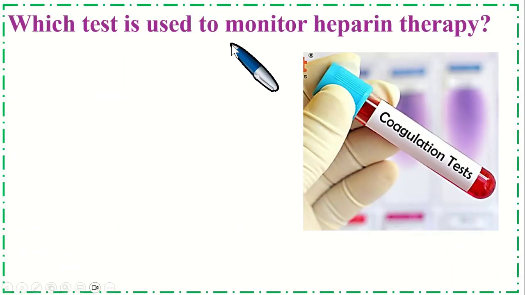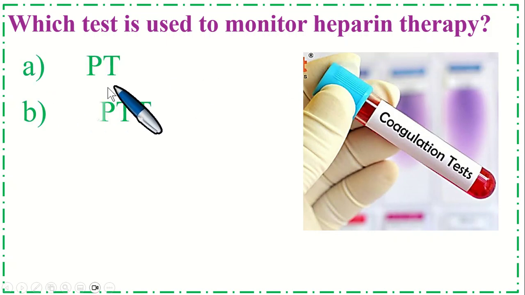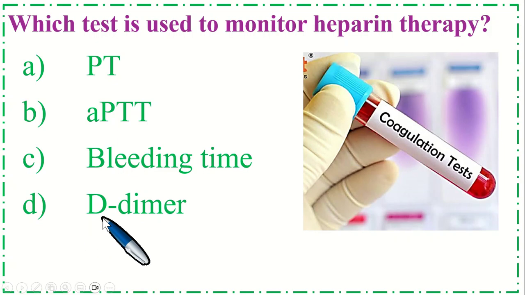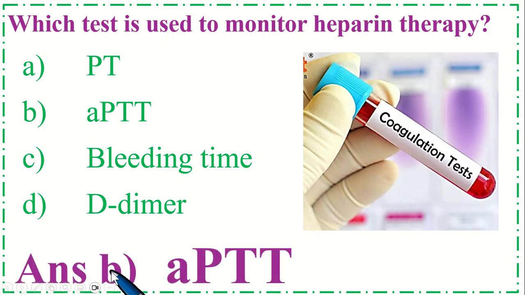Which test is used to monitor heparin therapy? Option A, PT, B, APTT, C, bleeding time, and option D, D-dimer. So the correct option is B, APTT.